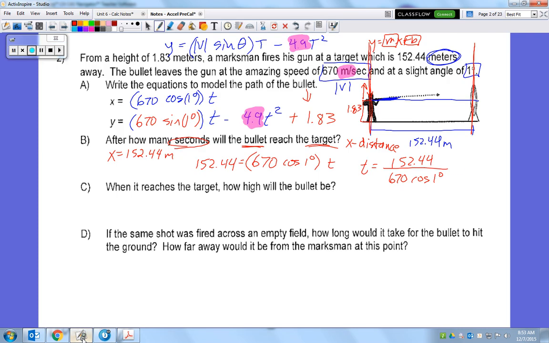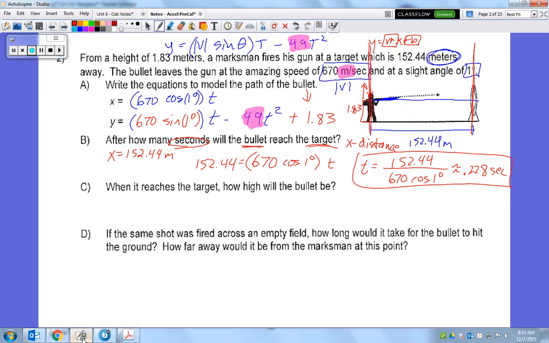So t is approximately 0.228 seconds. That's the time that it takes to reach the target. So that's pretty fast. Being that it's 152 meters away, it's a fraction of a second. It's almost like 1/4 of a second. Okay, so when it reaches the target, how high will the bullet be?